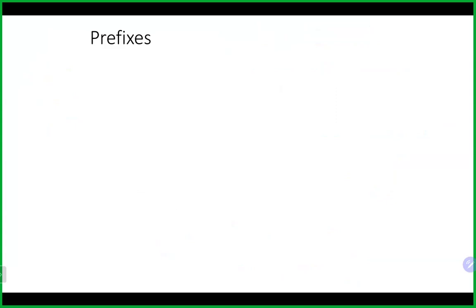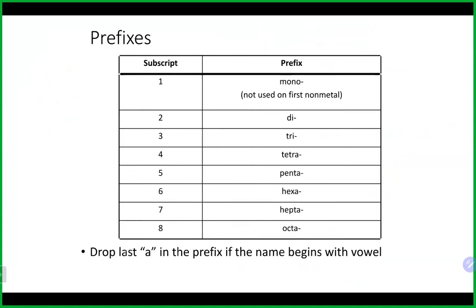Here again are our prefixes. Mono, not used on the first, di, tri, tetra, penta, hexa, hepta, octa. And once again, with that OO or AO, we're going to drop the vowel off the prefix. Usually that's going to happen if you've got oxygen coming out as the second element. You'll run into a lot of those.